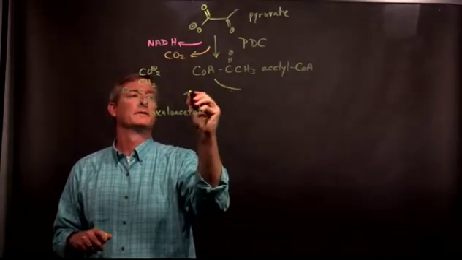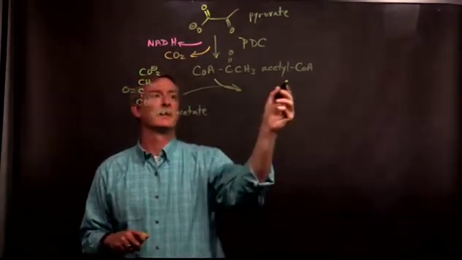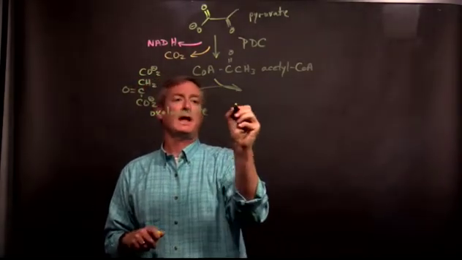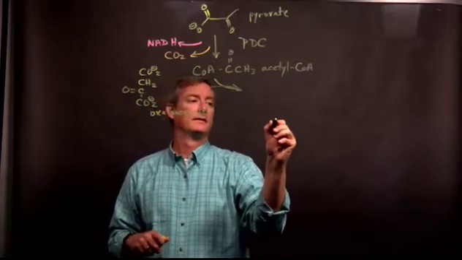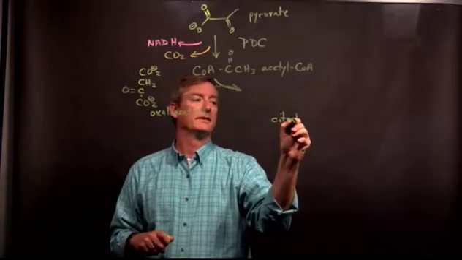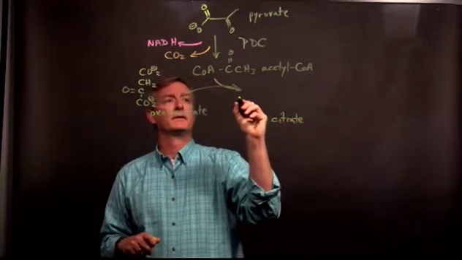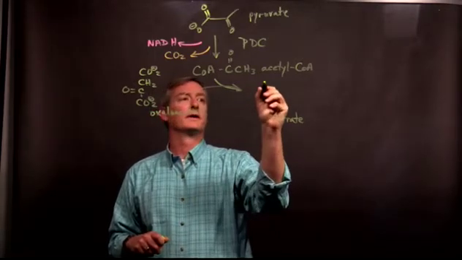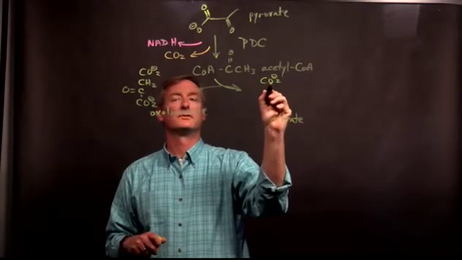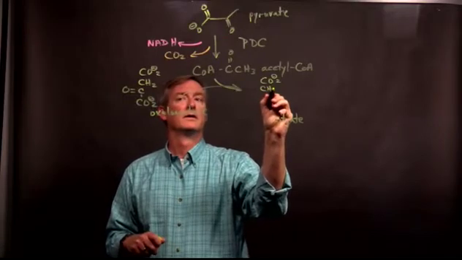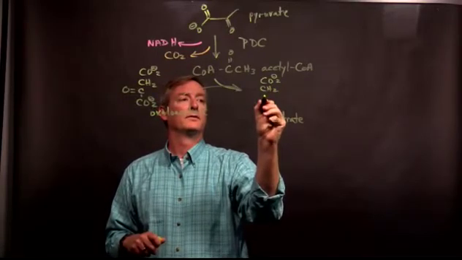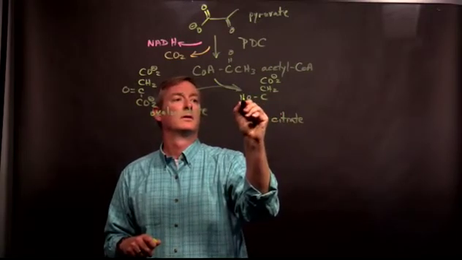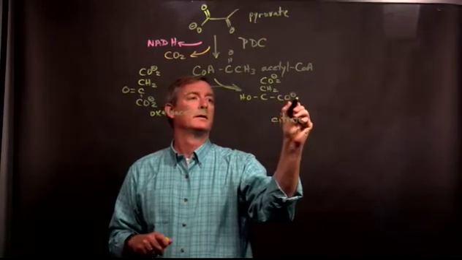The 4 carbons of oxaloacetate are joined together with the 2 carbons of acetyl-CoA to generate citrate, which is what this pathway is named after. Okay, so these carbons here are going to join up there. So let's see if I can figure out the structure of, let's see, citrate.